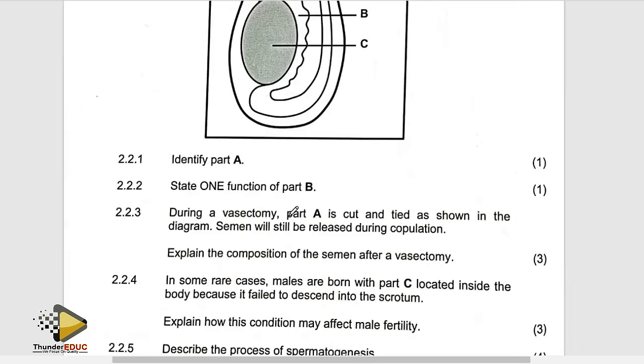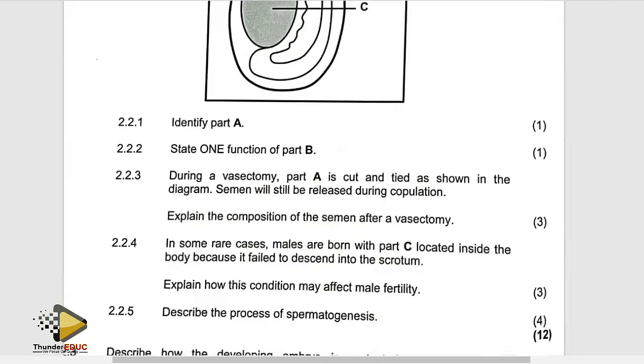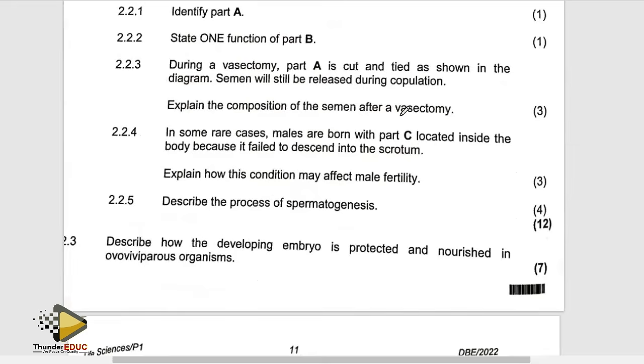And then they're saying during a vasectomy, that is cutting. When you talk about the vasectomy, it is the cutting of the vas deferens. The vas deferens is cut and tied as shown in the diagram. Semen will not be released during copulation. Explain the composition of semen after vasectomy.